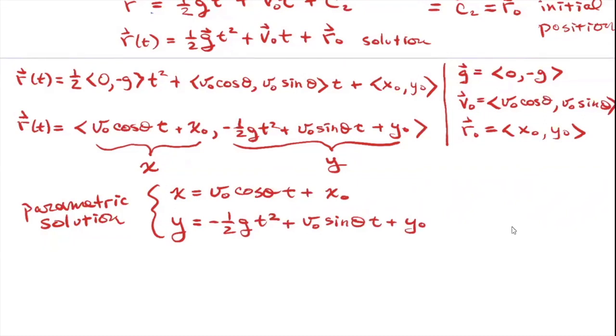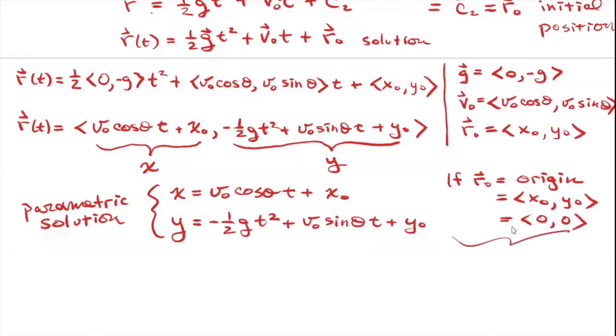Okay, and then I'd make a note here, in almost all the problems in the homework, x naught and y naught are both 0. So if r naught is the origin, that means x naught, y naught is 0, 0. Okay, and most problems assume this in the homework.